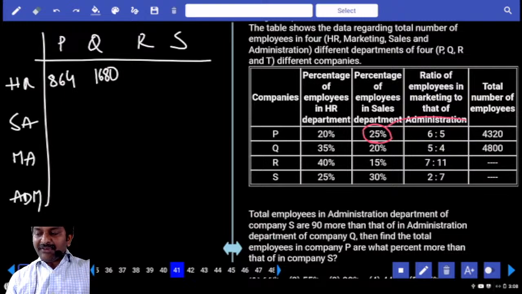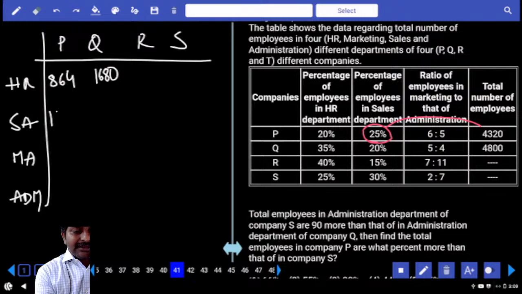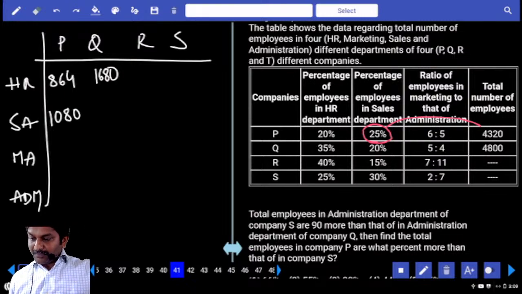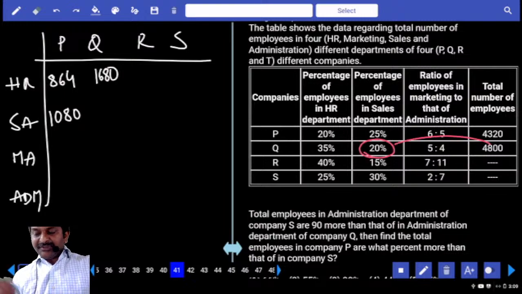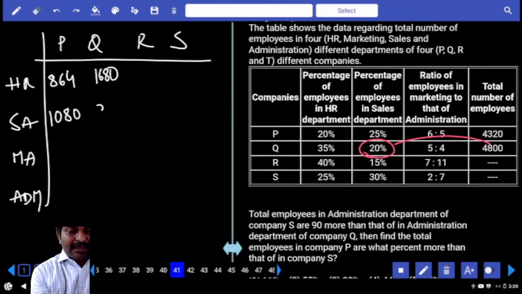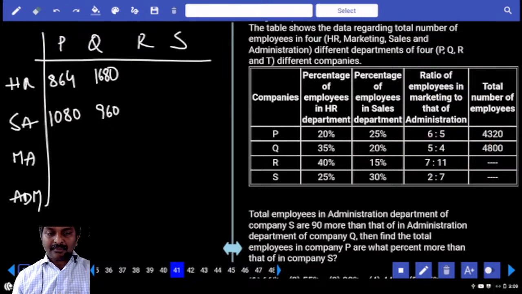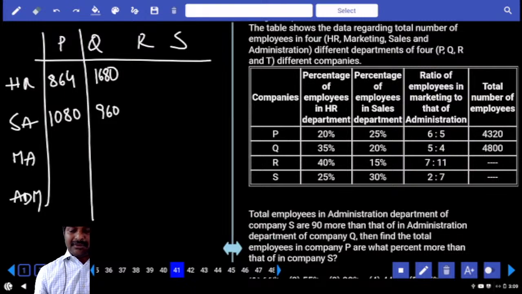Sales department, 25%, which is 1/4 only. 1080. 20% of this number, 960. In P, already we have 1944.